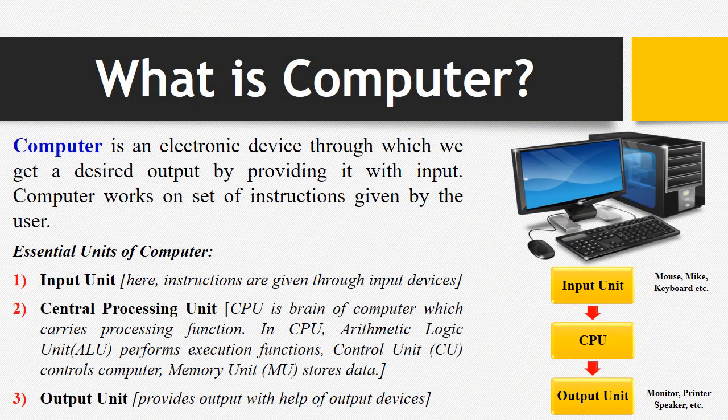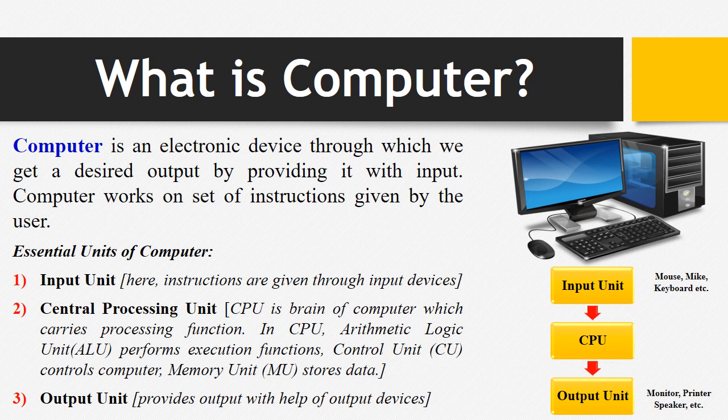Computer, as we know, is an electronic device through which we get the desired output by providing it with input. So the computer carries out the processing of the data. We have to give a set of instructions to the computer, and based on these instructions or the programs, the computer performs various functions. These are the essential units of the computer system.